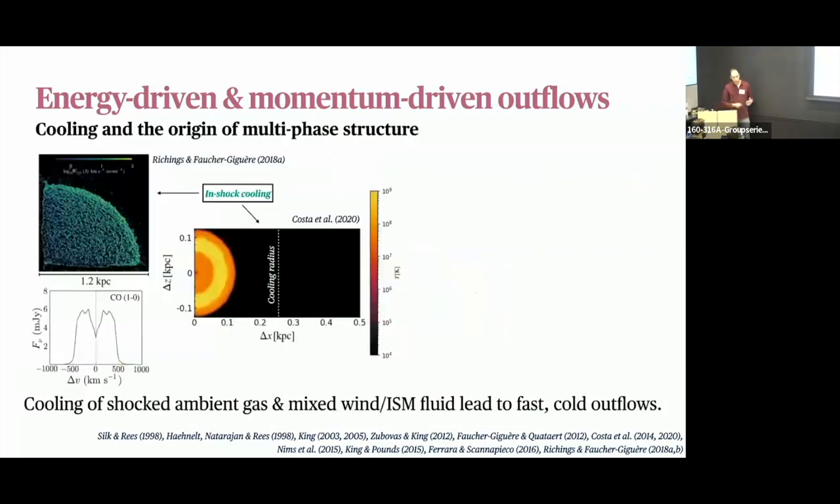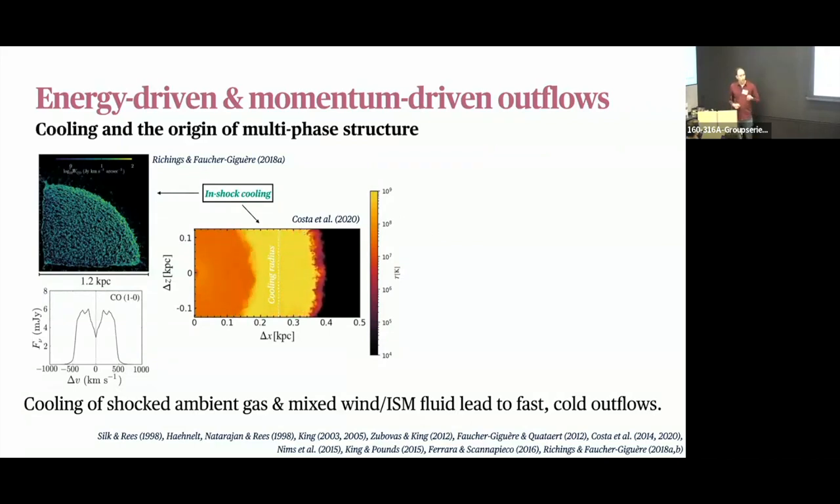Okay, I just wanted to show very briefly that people have been studying the cooling in these bubbles in a lot of detail. So here is an example from work by Alex Richings and Claude-André Fauché-Giguère, where a chemical network was used to follow cooling down to extremely low temperatures, where they actually resolve the formation of a molecular component in the shocked ambient wind.